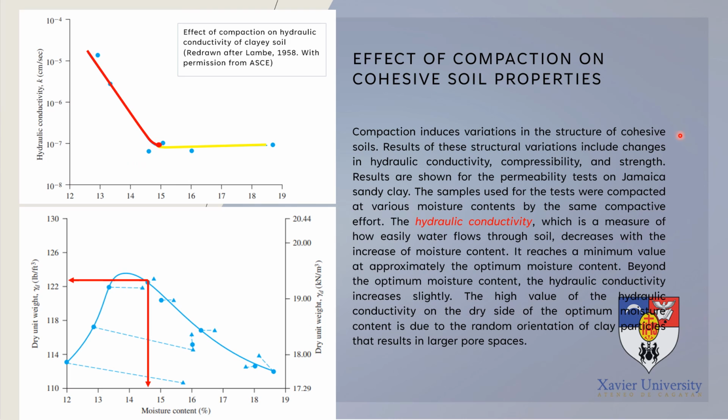So that is the relation, or the effect of our compaction, when it comes to the hydraulic conductivity of our soil. We can notice that on the dry side of the optimum moisture content, which is this one, our hydraulic conductivity actually is decreasing as well.